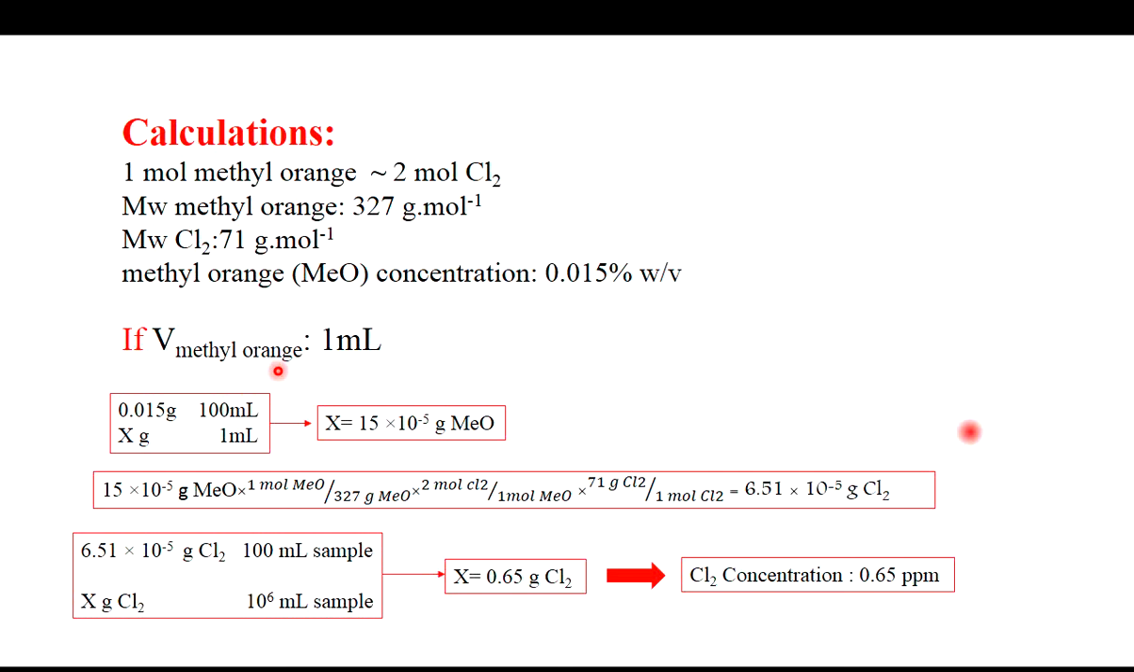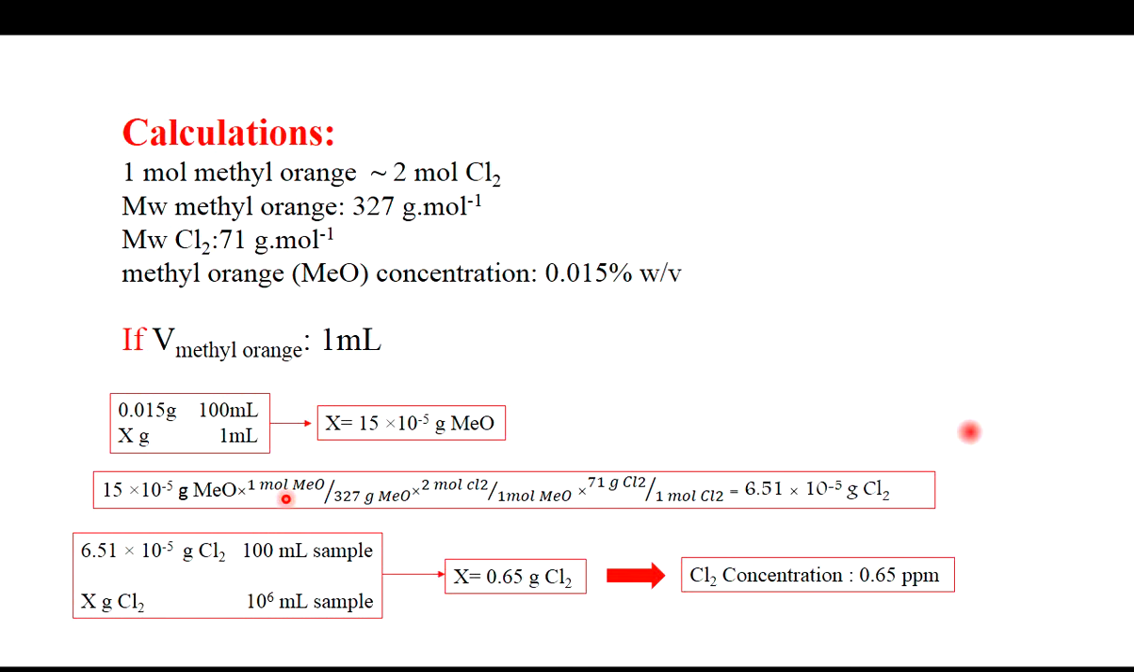notice these boxes. We need to understand that 1 milliliter of methyl orange solution contains how many grams of pure methyl orange. Notice the first box. 0.015 gram of pure methyl orange in 100 milliliter of methyl orange solution means 0.015% solution of methyl orange. How many grams of pure methyl orange are there in 1 milliliter of methyl orange solution? The value in this box is the amount of pure methyl orange that reacts with an unknown amount of chlorine.